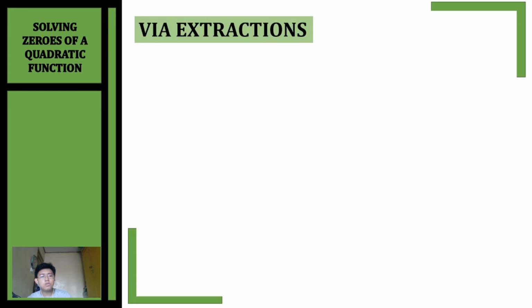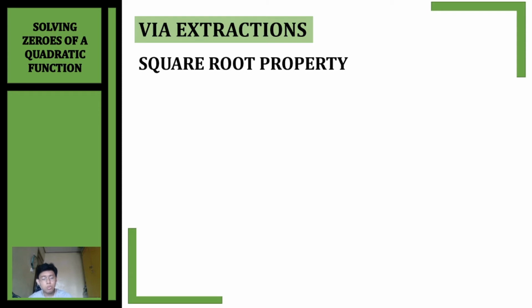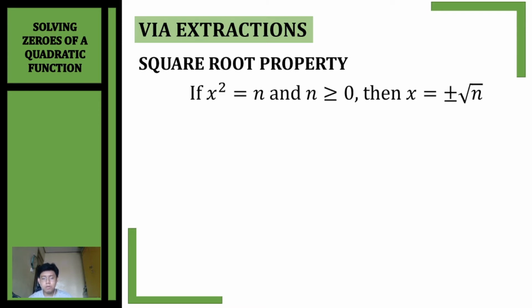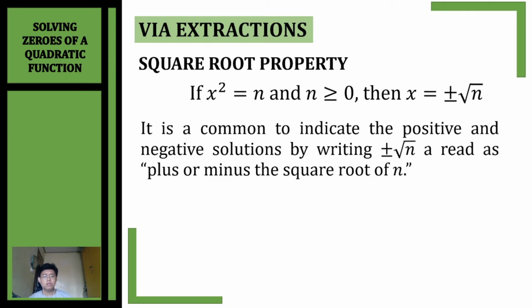In solving zeros of a quadratic function, one of the possible methods to use is extraction. Now, in using extraction, we're going to use a property called the square root property. In the square root property, if x squared is equal to n and n is greater than or equal to 0, then x is equal to positive negative square root of n. Now, in this case, we're going to use this square root property to remove the highest exponent 2 from our equation. It is also common to indicate the positive and negative solution by writing plus minus square root of n.